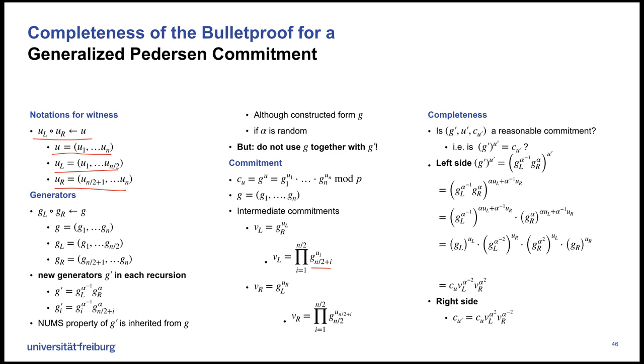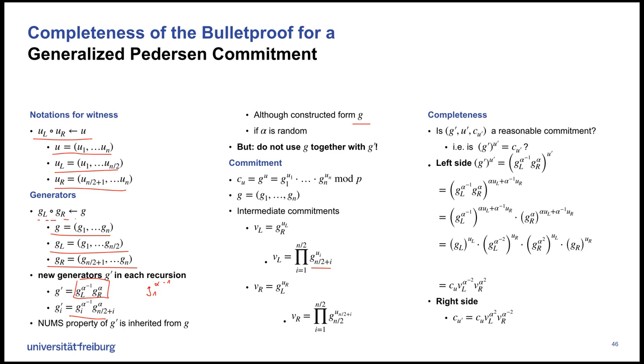These are vectors. And with generators, we use the same notation: we have all of them, the left side, and the right side. So far so easy. Now, in each recursion, we get the challenge alpha and compute new generators, those from the left side. So you take G1 to the power of alpha minus 1, and G at n plus half plus i to the power of alpha. That's how each of these generators is generated.